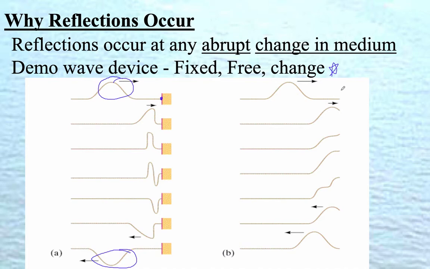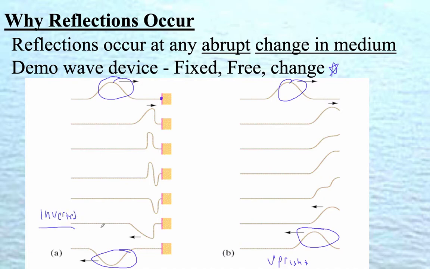And then we could also have a free end, okay? And a free end, if you send an up pulse down, you'll actually get a reflection that is the same orientation. You'll get an up pulse back. So these will have an upright reflection. This will have an inverted.